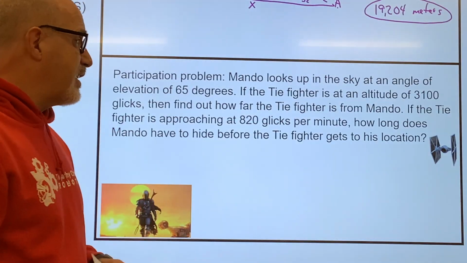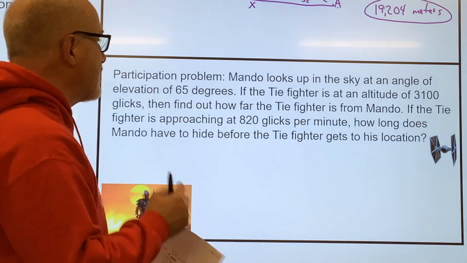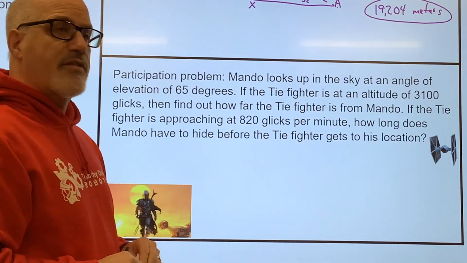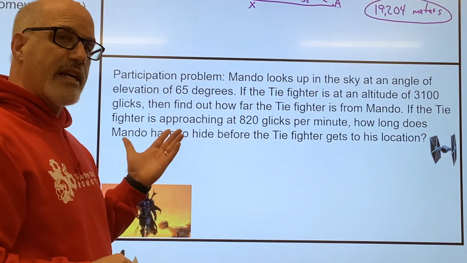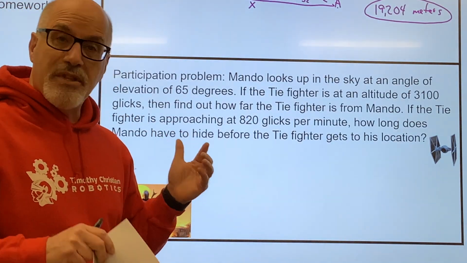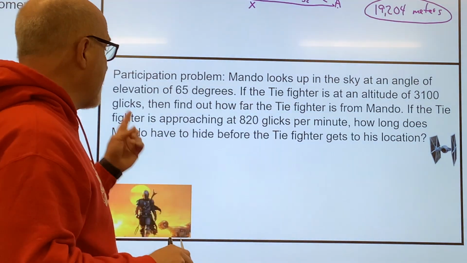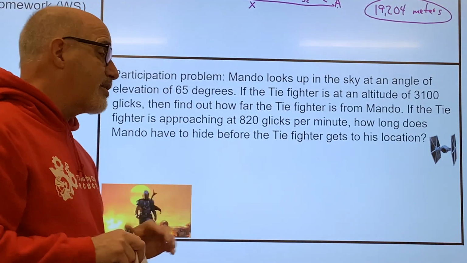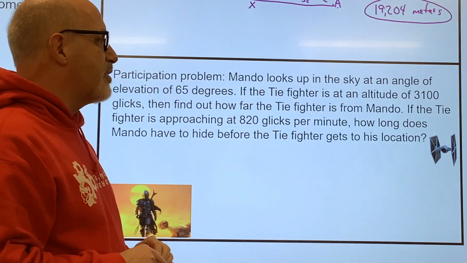Now that we're back into the video, let's go ahead and work on this problem, see how you did with your group. It says Mando looks up at the sky at an angle of elevation of 65 degrees. The TIE fighter is at an altitude of 3,100 glics. Now, glics is a made-up unit, but whatever the measurement unit is, we've got to use that measurement. In a land far, far away, maybe that's their unit of measure, 3,100 glics. Then find out how far the TIE fighter is from Mando.